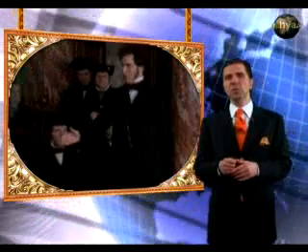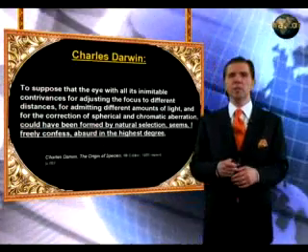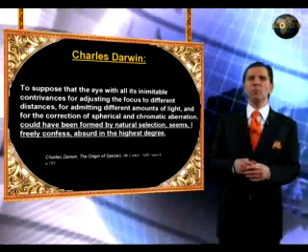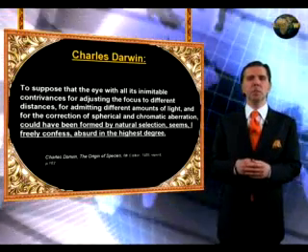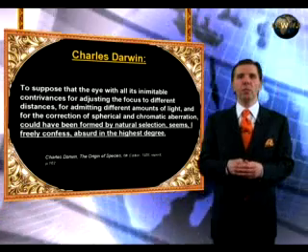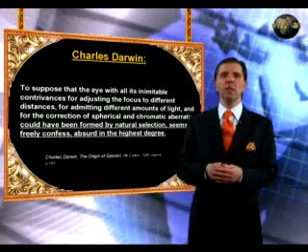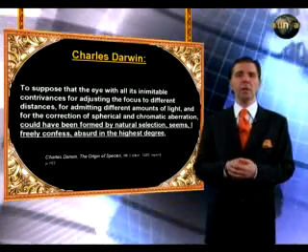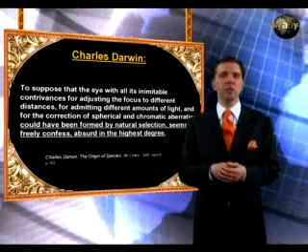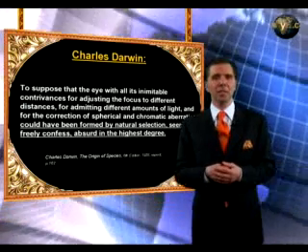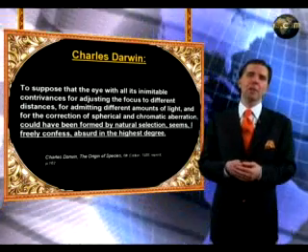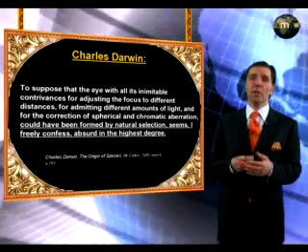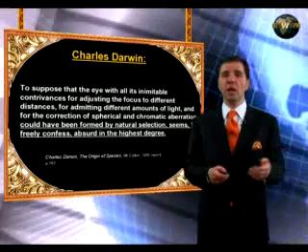In his book Origin of Species, he made this confession about the eye. He said, "To suppose that the eye, with all its inimitable contrivances, for adjusting the focus to different distances, for admitting different amounts of light, and for the correction of the spherical and chromatic aberration, would have been formed by natural selection seems, I freely confess, absurd in the highest degree." Basically, Charles Darwin says the theory of evolution is absurd in the highest degree.